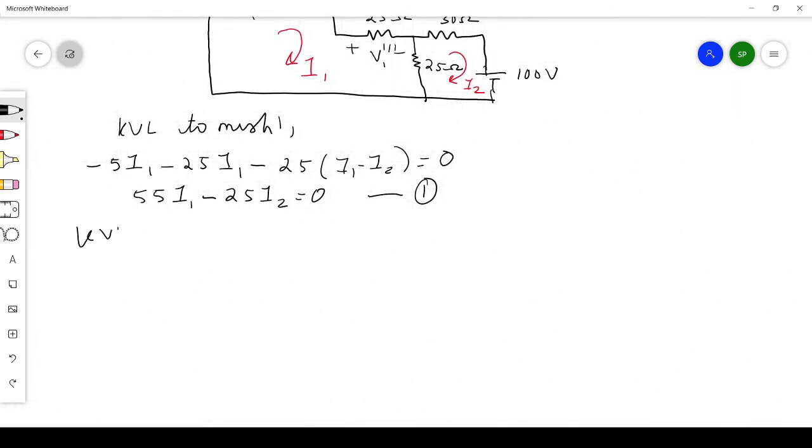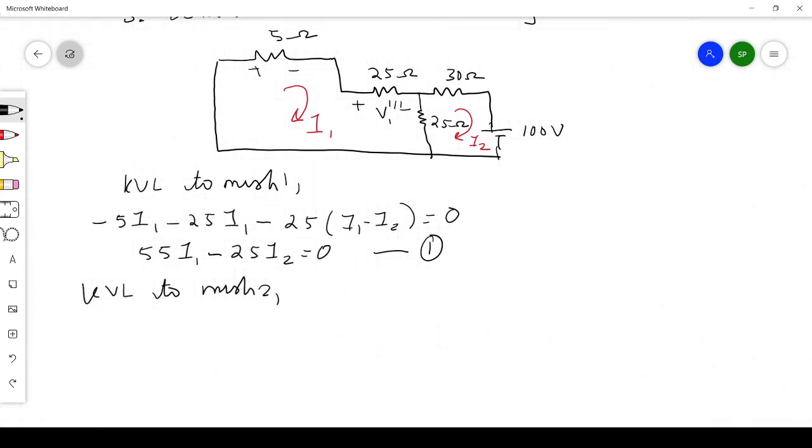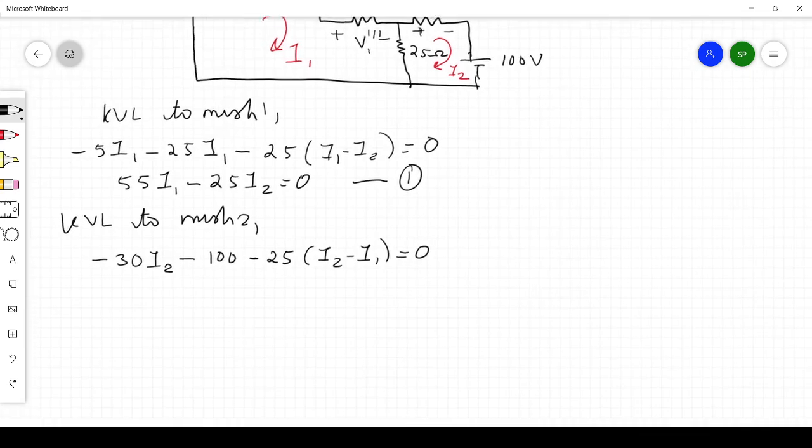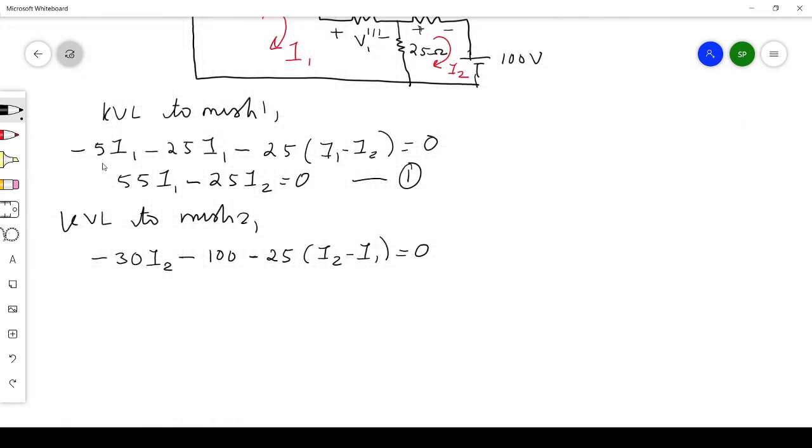Then KVL to mesh 2. This is mesh 2. When you apply here, you can see this is plus, this one is plus, this is minus. So minus 30 I2. This voltage is from plus to minus, so we give minus 100. Then minus 25 into I2 minus I1 is equal to 0. When you simplify this, we get minus 25 I1 plus 55 I2 is equal to minus 100. This is our equation number 2.